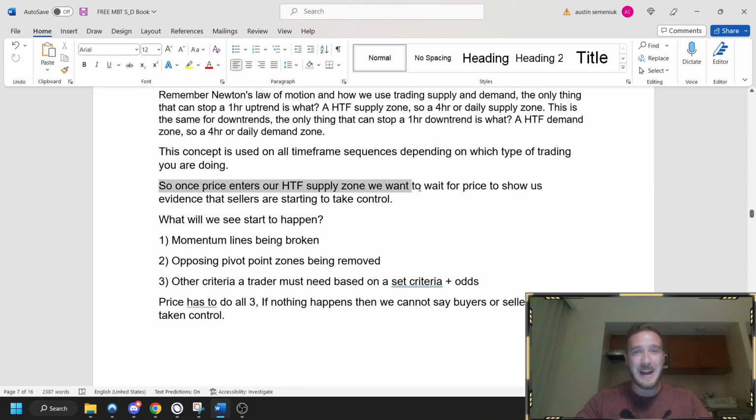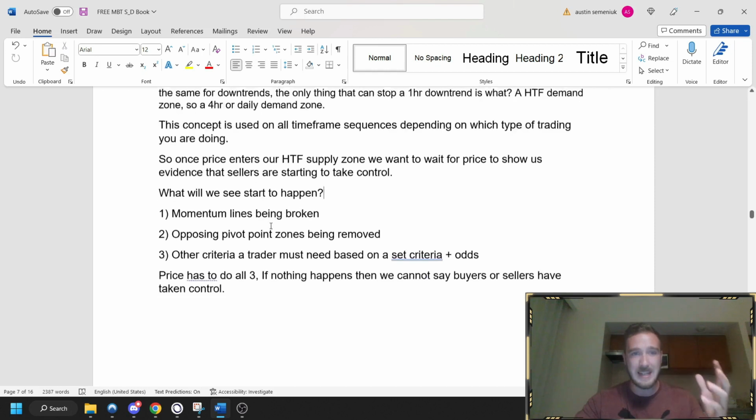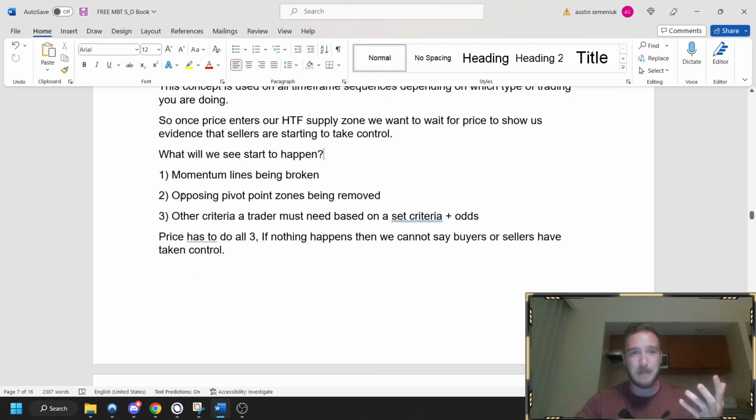So once price enters a higher time frame zone, we want to wait for evidence of buyers or sellers taking control. What will we see happen? Momentum lines being broken, opposing pivot point zones being removed, and other criteria based on the set of criteria plus odds that we talk about. We're not necessarily going to get into that, but these are three of the main ones. If nothing happens, we cannot say buyers or sellers have taken control.